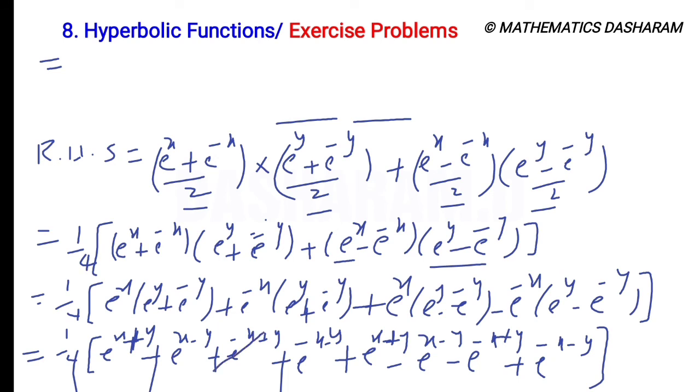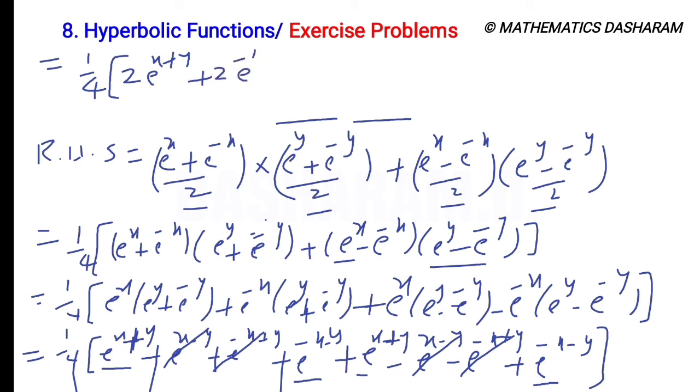So here e to the power of minus x plus y, here e to the power of minus x plus y, here e to the power of x minus y minus e to the power of x minus y cancel. So 1 by 4 into e to the power of x plus y, here e to the power of x plus y, so 2 into e to the power of x plus y. So here e to the power of minus x minus y, here e to the power of minus x minus y, plus 2 into e to the power of minus x minus y.